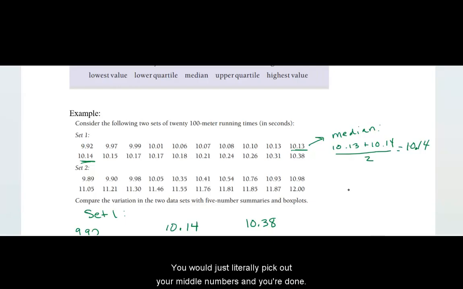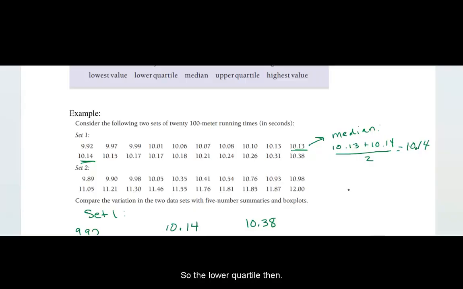You would just literally pick out your middle numbers and you're done. It's much easier. I purposely chose this for the video so that you can work through what happens when you have an even number, because we have to find the median of even numbers every time. So even for the lower quartiles, let me kind of explain.